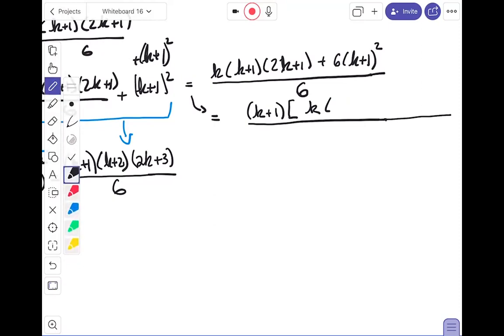I factored out k plus 1, so that came out, left with 2k plus 1 plus 6. And I factor out one factor of k plus 1, so I get k plus 1 over 6. It still doesn't look like it matches that guy.